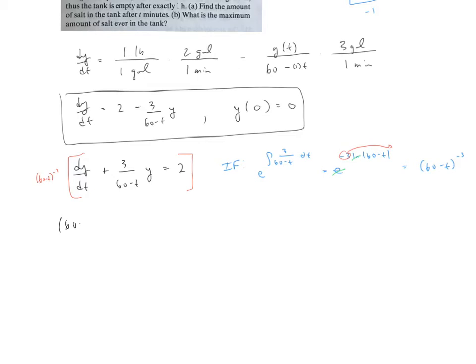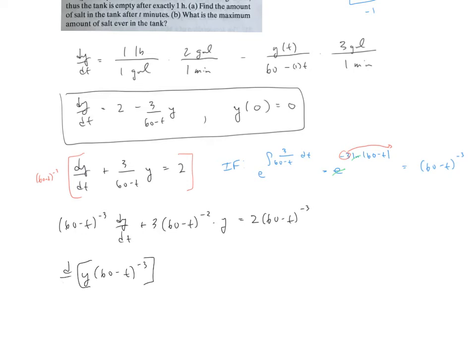So we've got a 60 minus t to the negative third, dy dt. And then we'll have a plus 3 times 60 minus t to the negative second times y equals a 2 times 60 minus t to that negative third. All right, so this big mess right here, remember this is just a product rule, and so it is a product rule for y times our integrating factor of 60 minus t to the negative third.